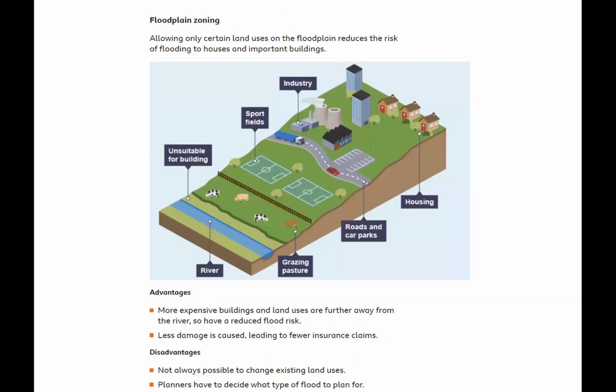You've then got floodplain zoning, so another soft engineering, and this is where they only allow the land to be used in certain ways in certain places. So near the river, it's things like cattle grazing or football pitches, things that don't easily get damaged, and your houses, your buildings are further away from the river so they don't flood. So the advantages: more expensive buildings and land uses are further away, and there's less damage caused.